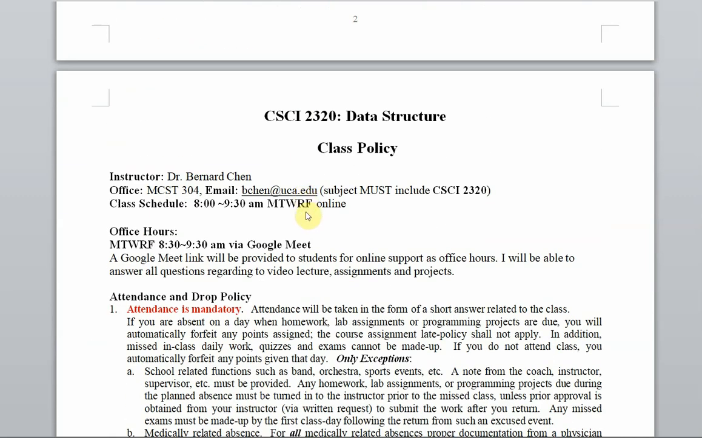For the class policy, basically, again, my name is Bernard Chen. I've been working in UCA for about 12 years. My office is in MCS 304. My email address is bchen@uca.edu. This is the best way for you to reach me, through the email. When you're doing that, please include CSCI 2320 in the subject, so that I will understand this is an important email to me, because it comes from my CSCI 2320 class.